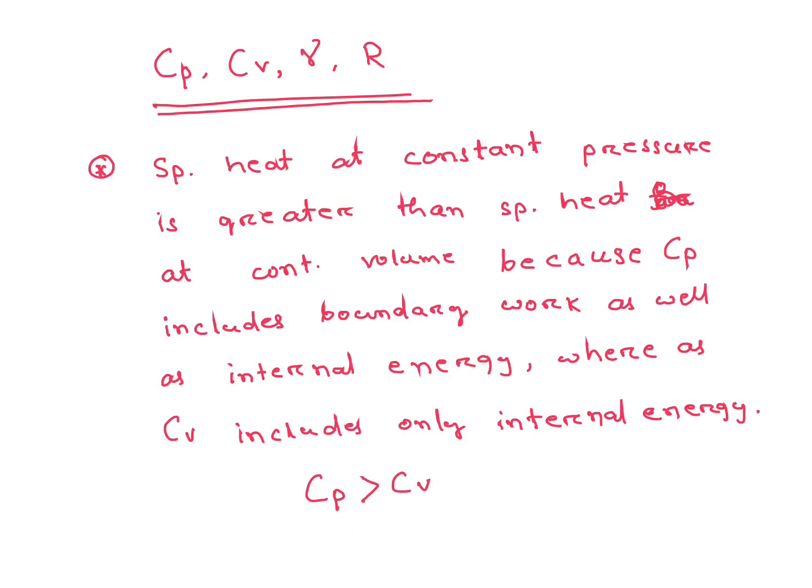Specific heat at constant pressure is greater than specific heat at constant volume because Cp includes boundary work as well as internal energy, whereas Cv includes only internal energy. So Cp is greater than Cv.